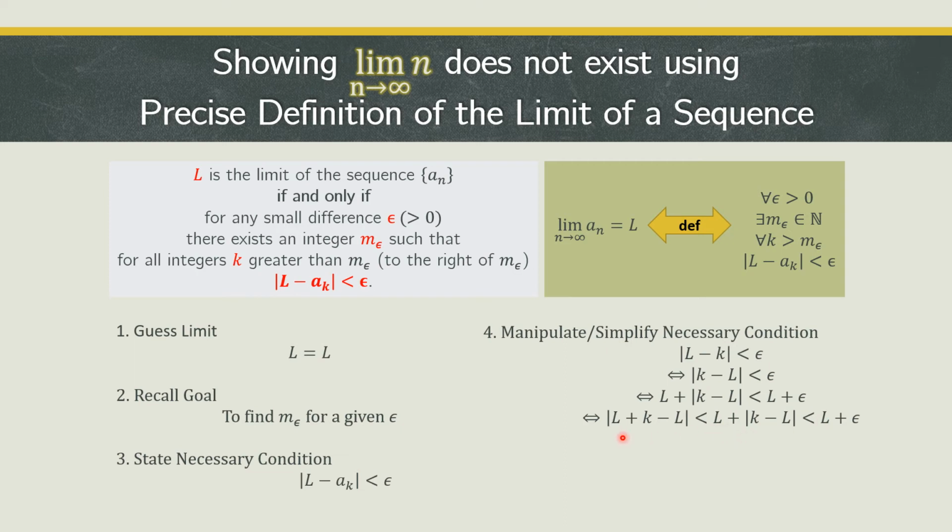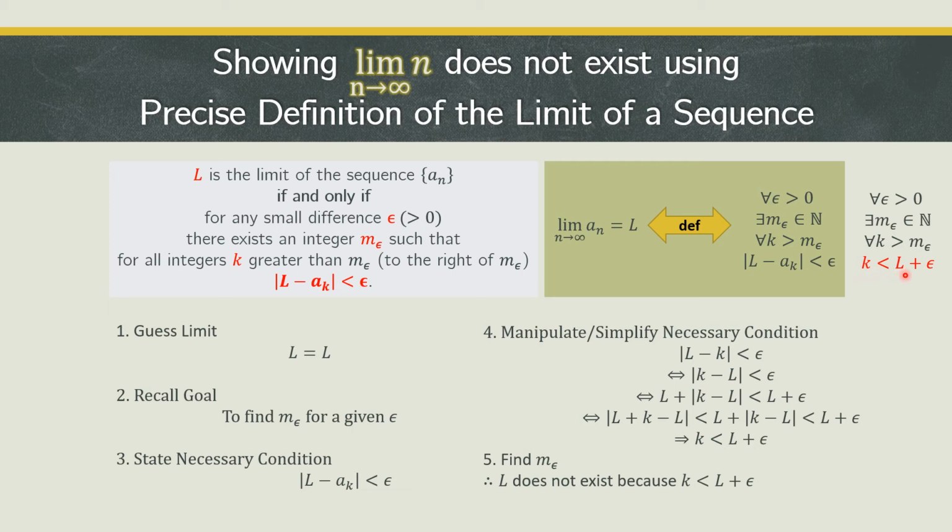But we know that this expression, if we put the absolute value symbol outside, we can say that this is smaller than this one. So we can establish that, and so we can get rid of this middle expression. And we can just have L plus k minus L, which is just k is less than L plus epsilon. And there's a problem there, because our expression here now becomes: for all k greater than m sub epsilon, k is smaller than the limit. Let's say that again. K is smaller than the limit.